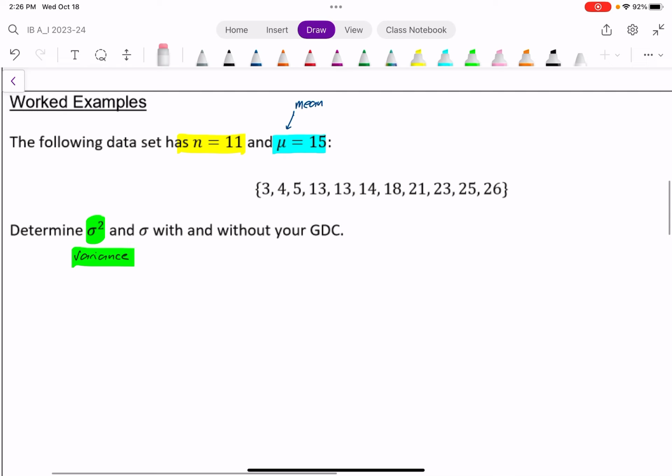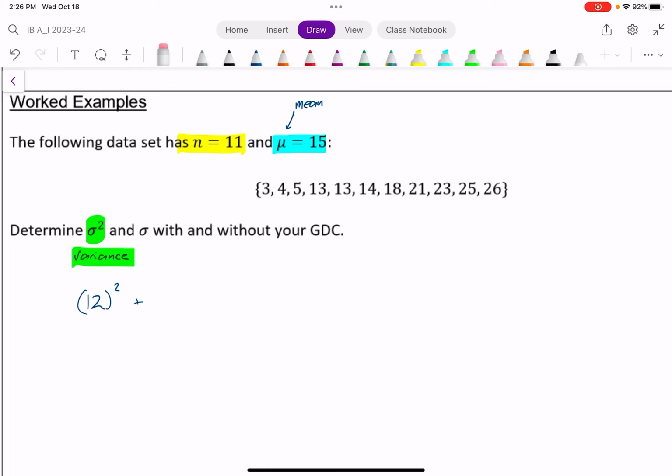I got 11 data points here, and I know the mean is 15. And so what I want to do first is look at each of these data points. For example, 3. And I want to think, what's the difference between 3 and the mean? That has a difference of 12. And then I want to square it. And I want to do that for every term. Now, it doesn't really matter what order I subtract. It doesn't matter if I think 15 minus 3 or 3 minus 15, because in the end I'm going to square it. So I'm always going to go the mean take away the value here.